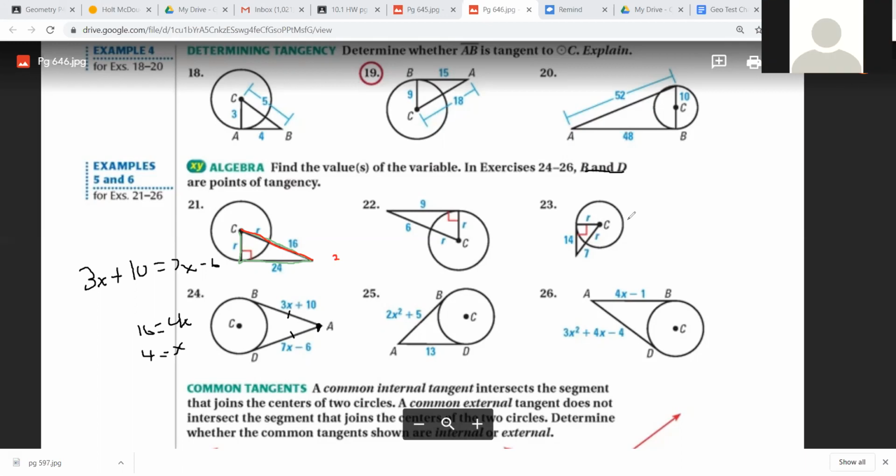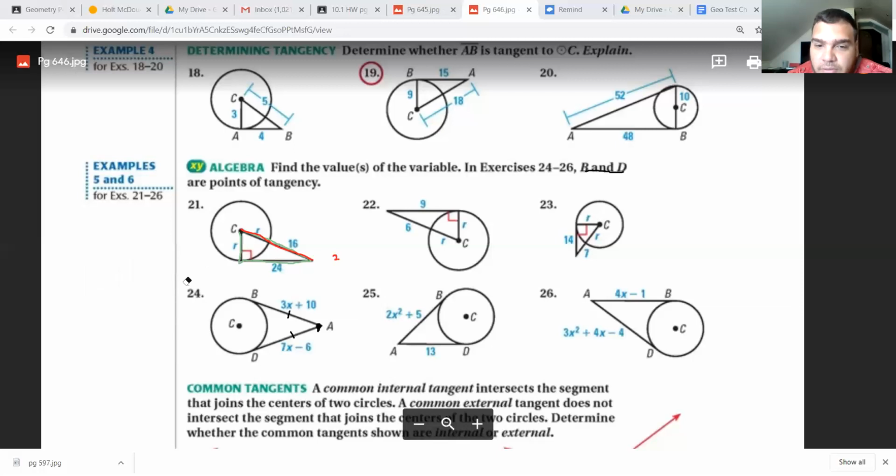Can you do 26 first? You got the answer though. No, 26. I just need the ending part. I have 3x squared equals 5, and now I don't know what to do. It should equal 3, because negative 1 plus 4 is 3. Then it's easy, right? Divide by 3, then square root.